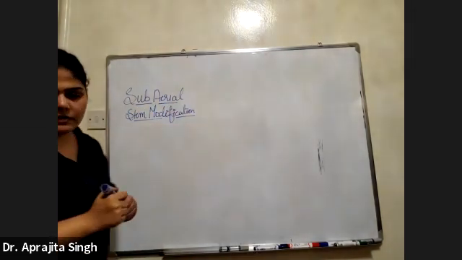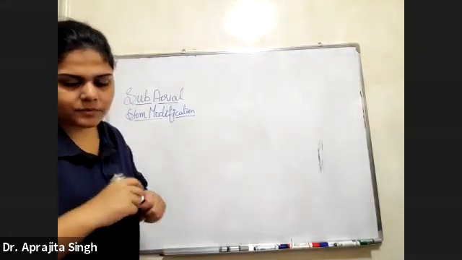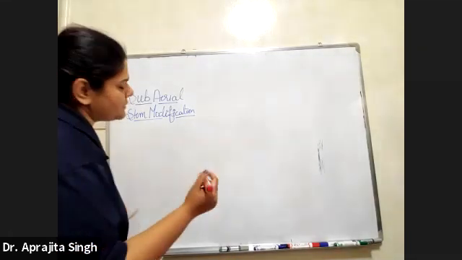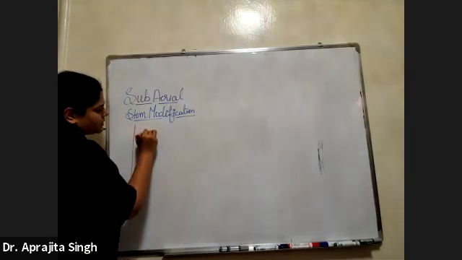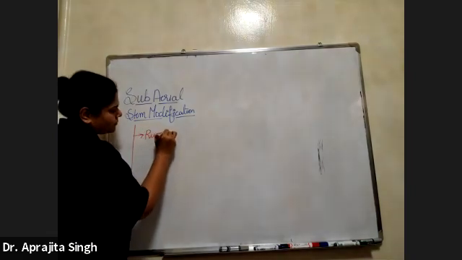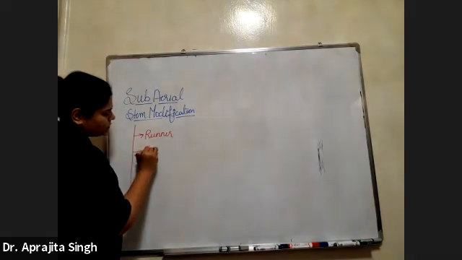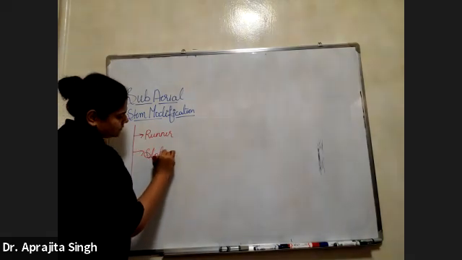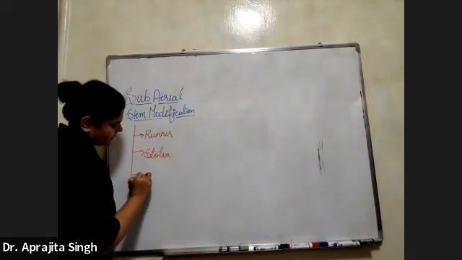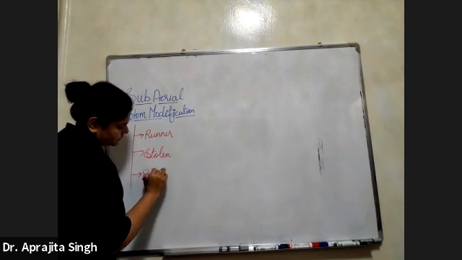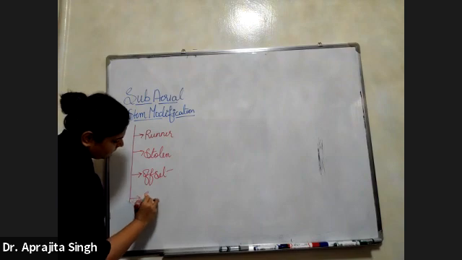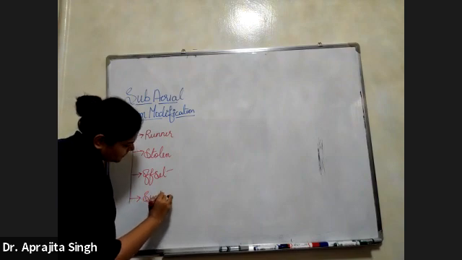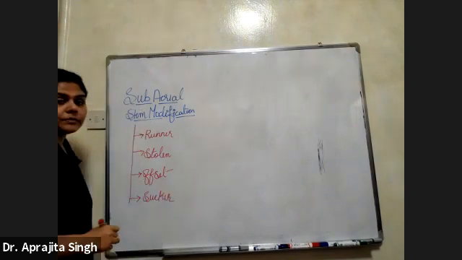Subaerial stem modification. In this, I have told you we will be studying the runner, stolon, offset, and sucker. You have to remember the names.